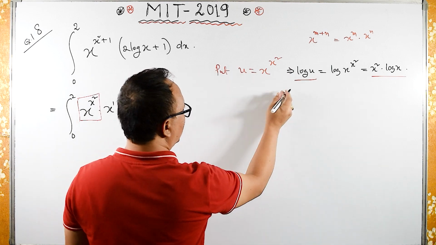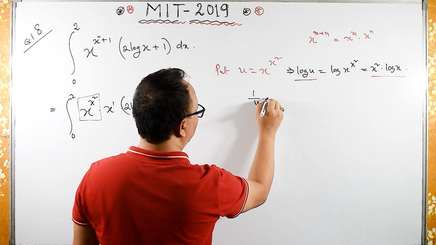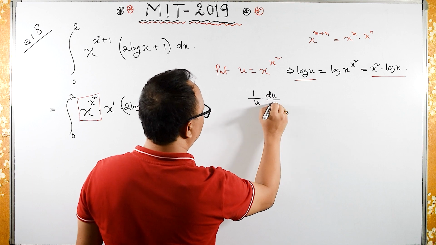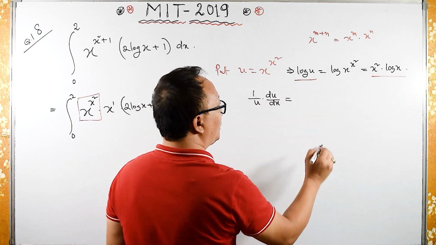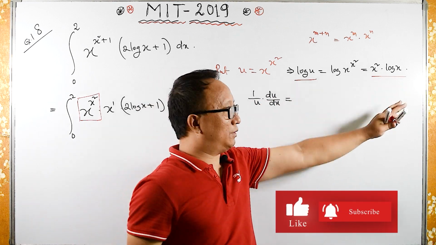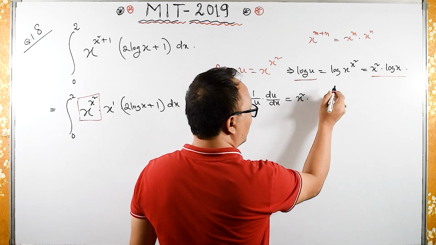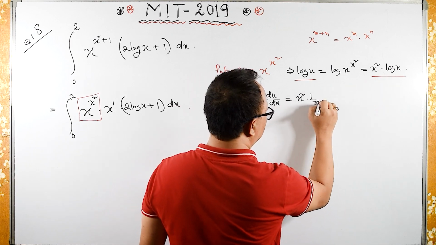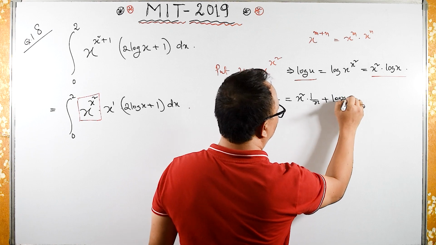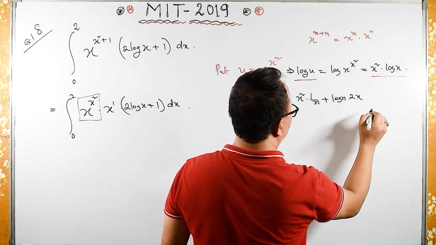Now let's differentiate: 1 by u into du upon dx equals, here I have to apply the u into v rule, x square into d by dx of log x, which is 1 by x, plus log x times the differentiation of x square, which is twice x.